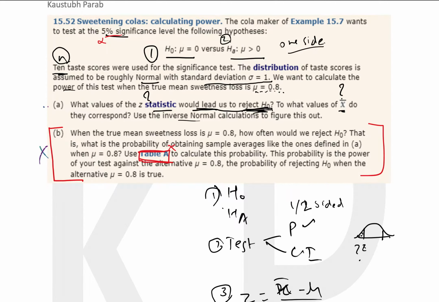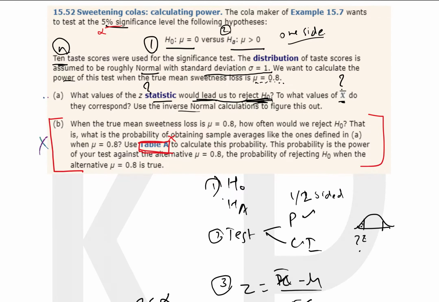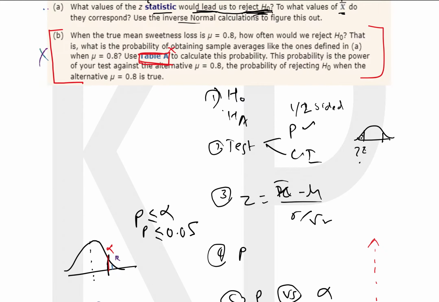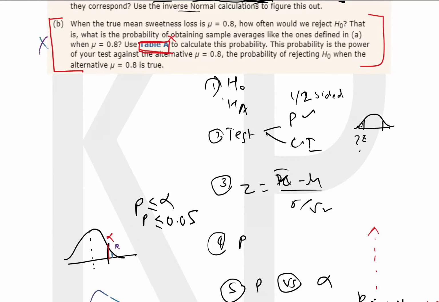But it's a stepwise process, so we have to consider two different questions in this case. The first subtype asks us to calculate the z statistic that would lead us to reject the null and the corresponding x bar, that's the mean, and they asked us to use inverse normal calculation to figure this out. I'm just going to conceptually explain why they say that we have to use inverse normal calculation.